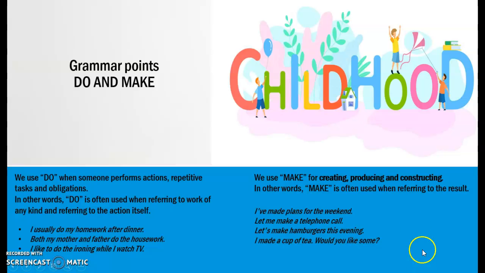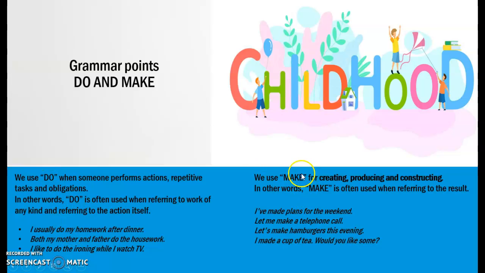But make is for creating, producing, and constructing. So that is the use of make when you talk about something that you have to construct, something that you have to make or produce. Let's read some examples. For do: I usually do my homework. So homework is a task, it's an activity. So that's why we are using do in this and not using make.